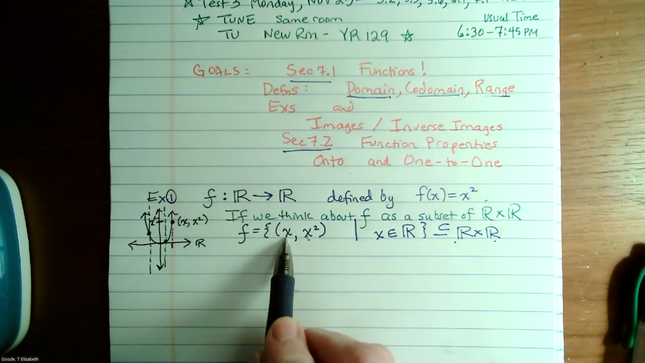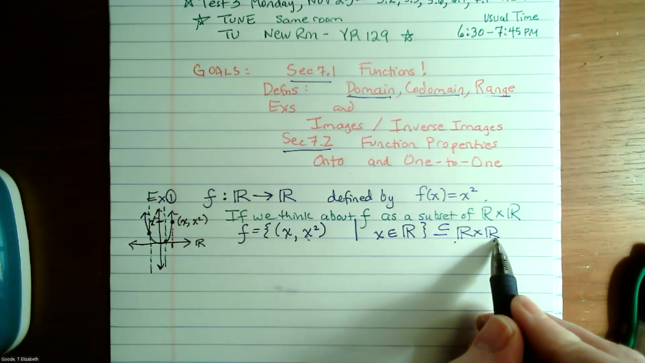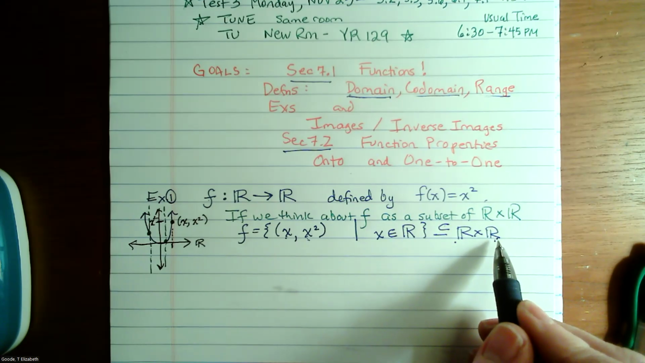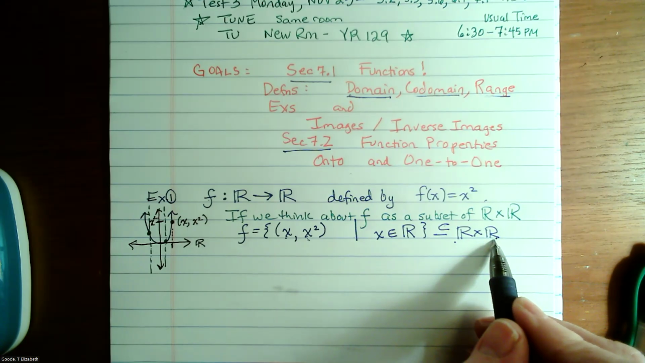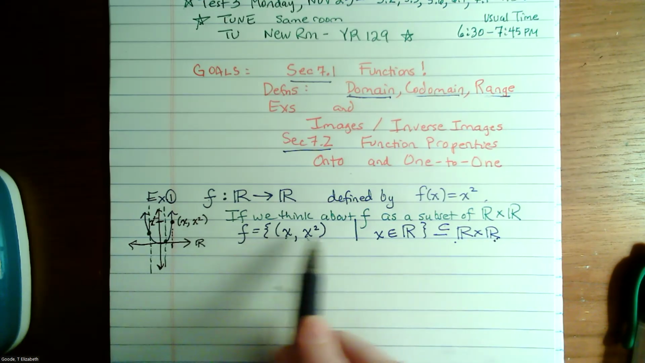The x's come from the domain. You may have called the second copy of R the range, but maybe you did correctly call it the codomain. It is called the codomain. But we have these coordinates.